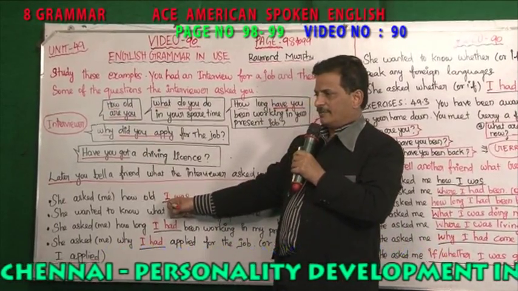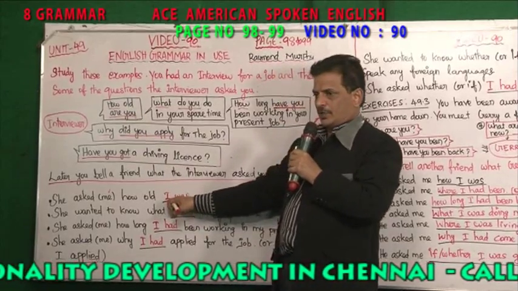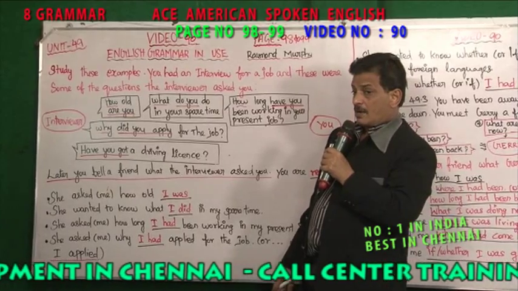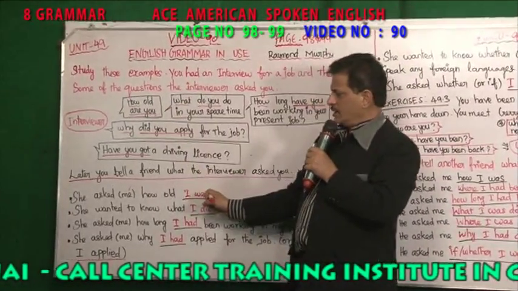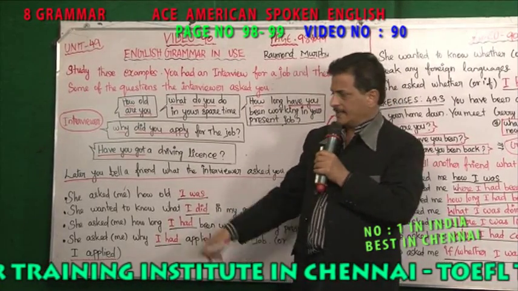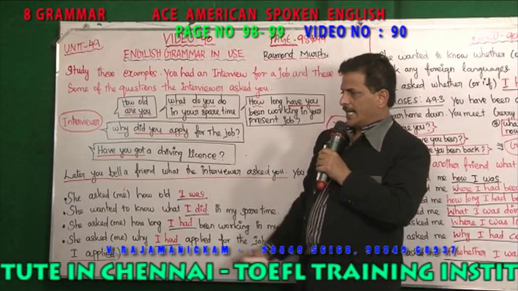Here, after the pronoun I, you are using the auxiliary verb. Present tense are changes into past tense was, right? So in indirect speech, you are using past tense. In indirect speech, the pronoun changes. You changes into I. You got it, sir.